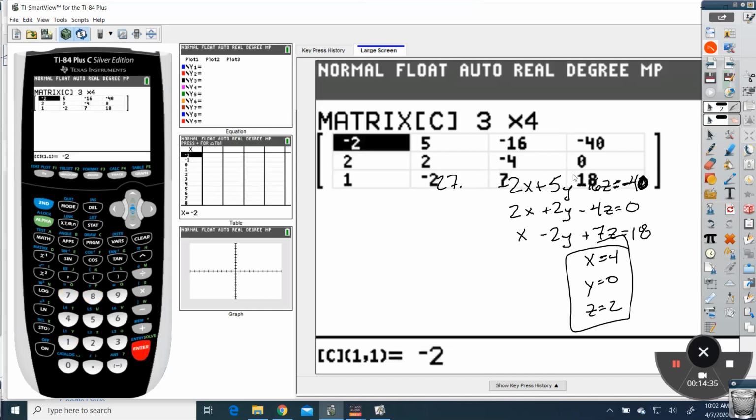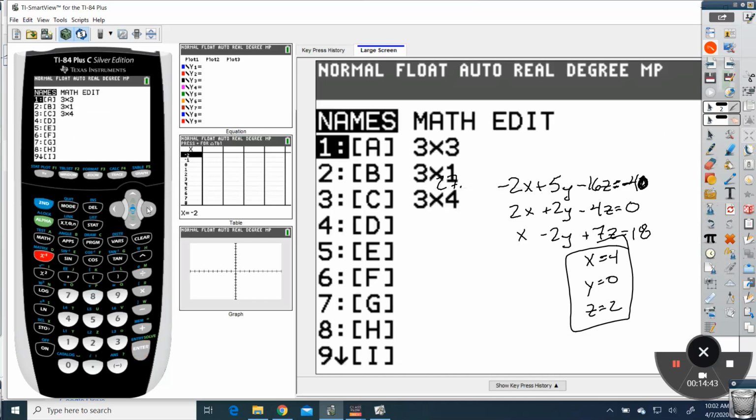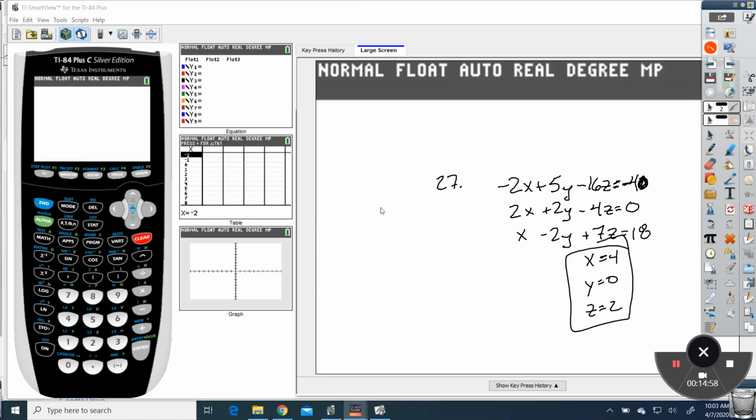So I now have this typed into my calculator. Same thing that I did before. I'm going to go out to second quit. But now I'm going to go back to my matrix. And in the middle is a math menu. Okay? So I go to the math menu, and it's kind of weird. I've got to remember which one it is.